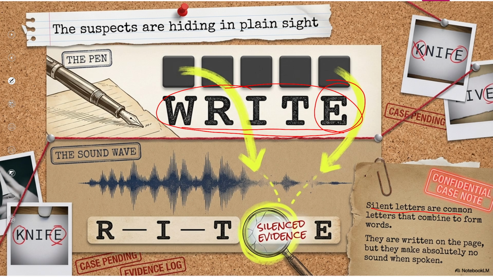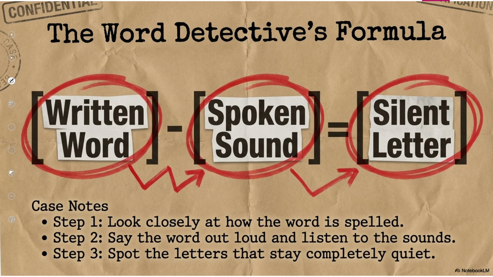Silent letters are common letters that combine to form words. They are written on the page, but they make absolutely no sound when spoken. They are written in words, but when we speak them, they are not pronounced and their sounds are not present. That's why we call these letters silent letters.